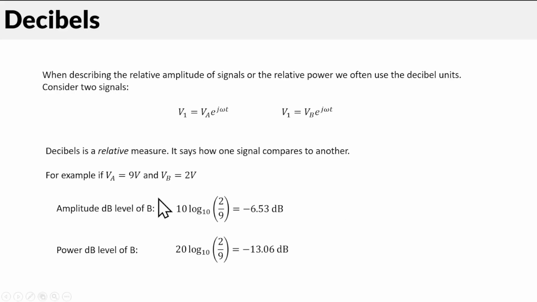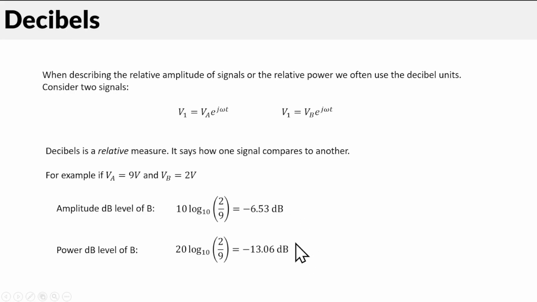So just to give you an example, suppose that VA was 9 volts and VB was 2 volts. We plug those in, we've got 2 over 9, log to base 10, times 10, and we get minus 6.53 decibels. And for the power level between the two, which is proportional to 2 squared and 9 squared, we would have 2 over 9, this time times 20, so this is twice this one.